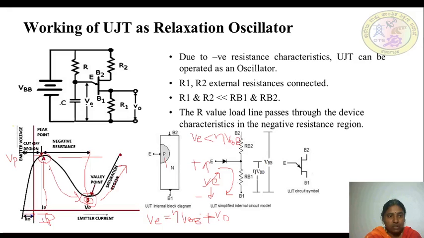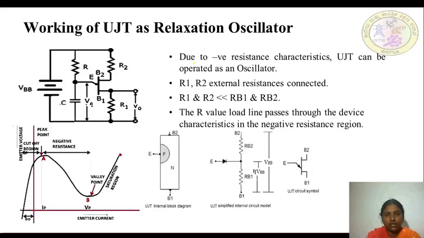So your UJT or unijunction transistor is going to be operated in the switching characteristics region, that is in this negative resistance region, between A and B. Now UJT is going to be used to turn on the SCR.